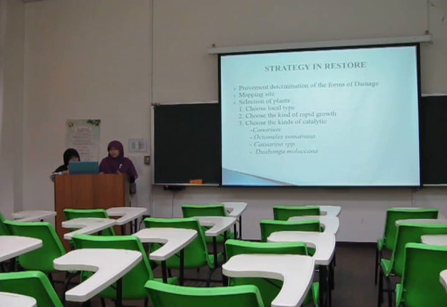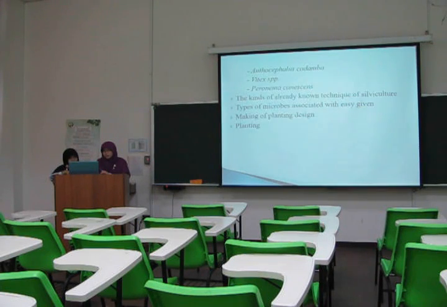In selection of plants, we should give attention to the plant. Number one, choose the local type. Identify the types of other trees that can still be alive after mining activities. This can be one way to find the appropriate type. And number two is choose the kind of rapid growth. That is a relatively fast-growing species, which typically doesn't require elaborate conditions. And number three is choose the kind of catalytic. There are some examples of kinds of catalytic: Canarium, Octomeles sumatrana, Casuarina, Duabanga moluccana, Anthocephalus cadamba, Vitex sp., Peronema canescens.